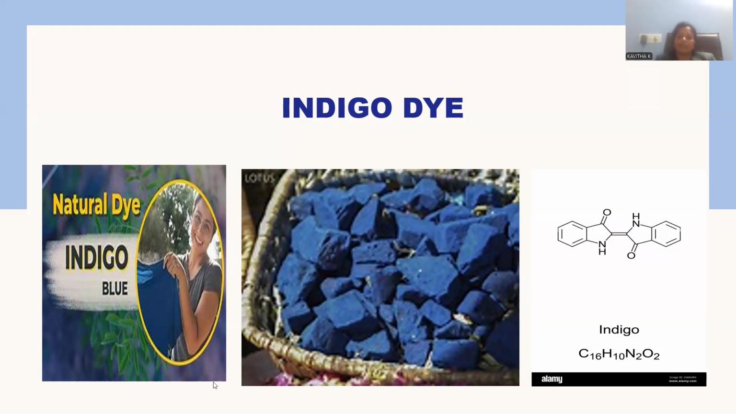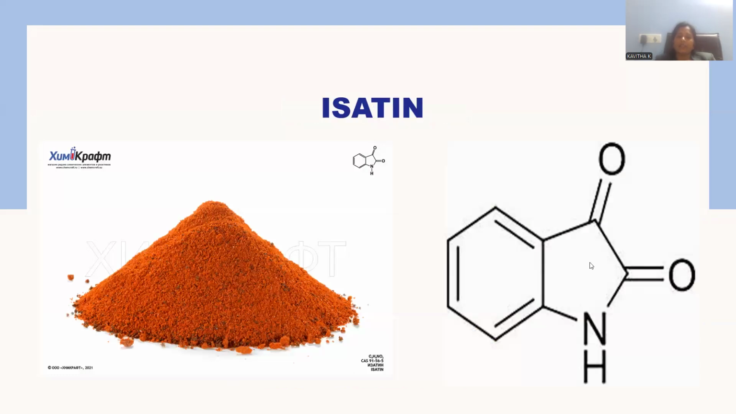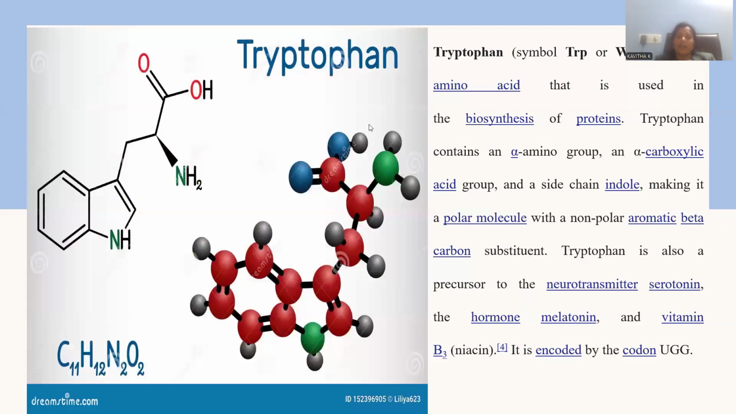It is a natural dye. Isatin is also a kind of oxidized product of indole. You can notice the two ketonic functionalities over positions 2 and 3, and it is a dye, as you can clearly observe, existing in a saffron color. And tryptophan is another application of this indole, which is the natural amino acid, the precursor for the biosynthesis of proteins. Tryptophan is composed of the indole, where the terminal amino acid, meaning the alpha amino carboxylic acid, is the moiety you can locate. It is a polar molecule, and tryptophan is also the precursor for the neurotransmitter serotonin and melatonin as well.